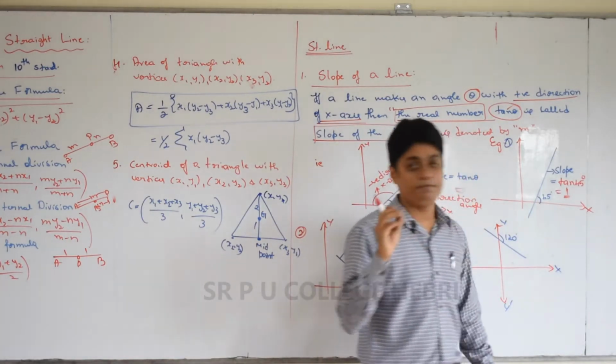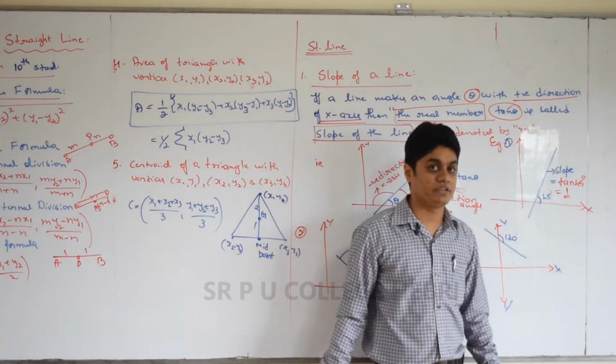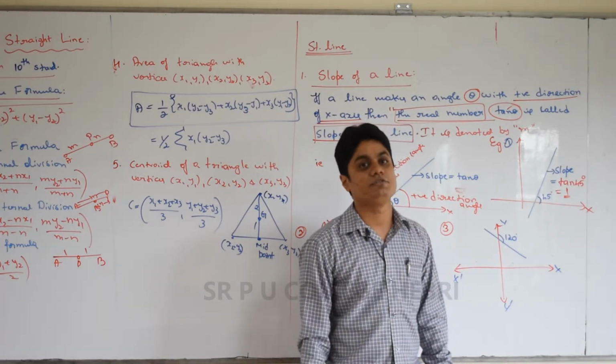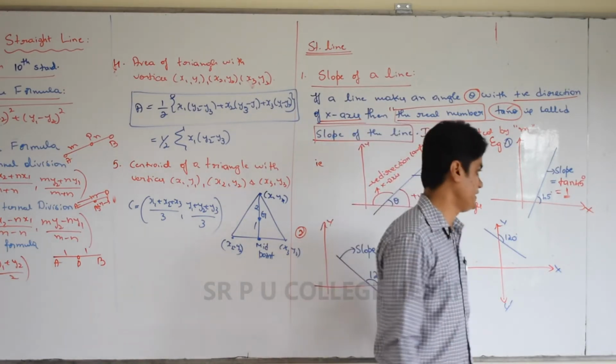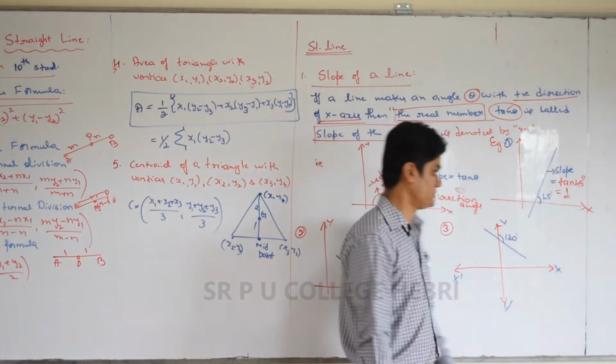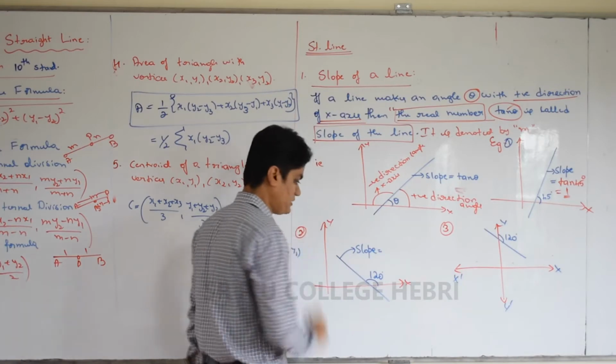So remember, if a line makes an angle 45 degree with the positive direction of x axis, then slope of this line is tan 45 degree, and tan 45 degree is equal to 1. 1 is a real number. Did you understand? Very good. Let me take another example.